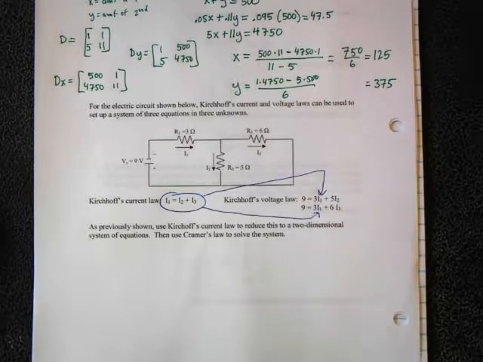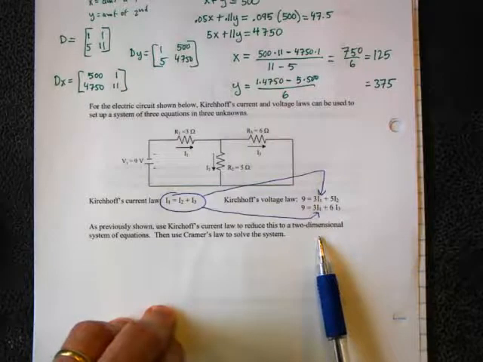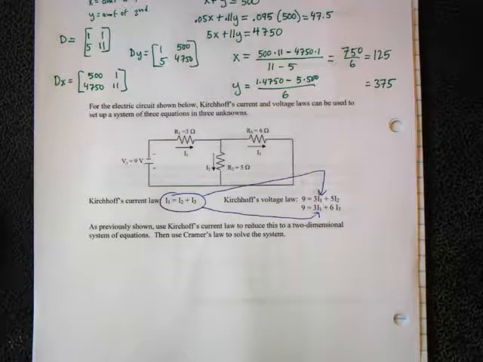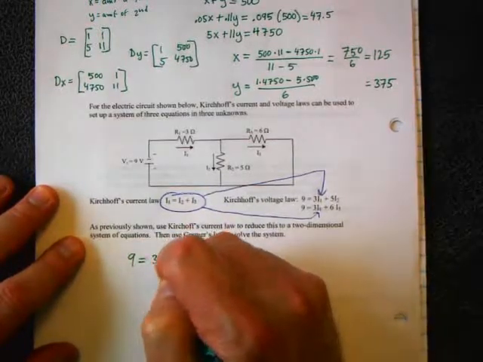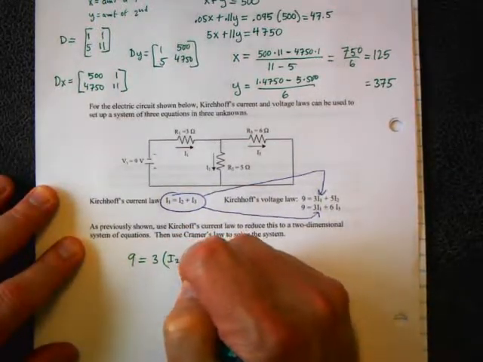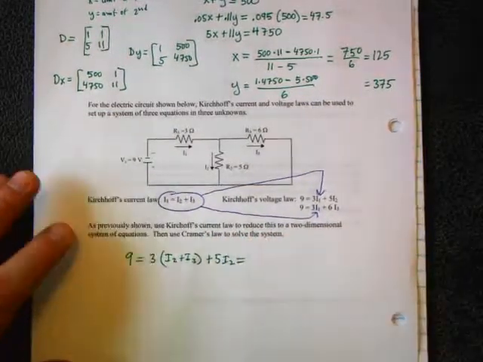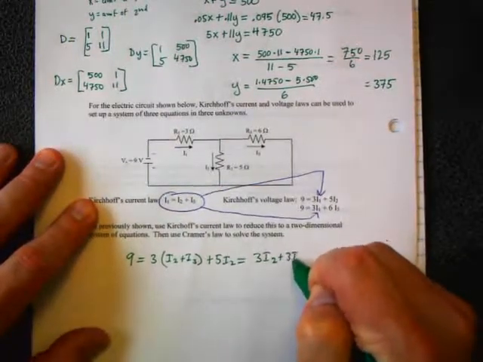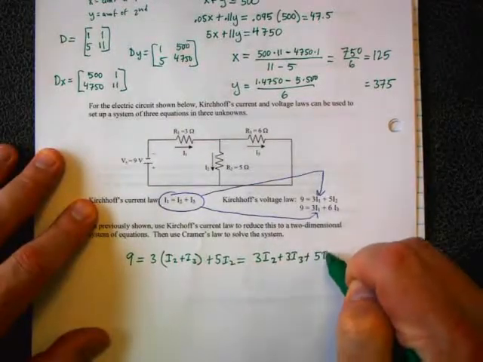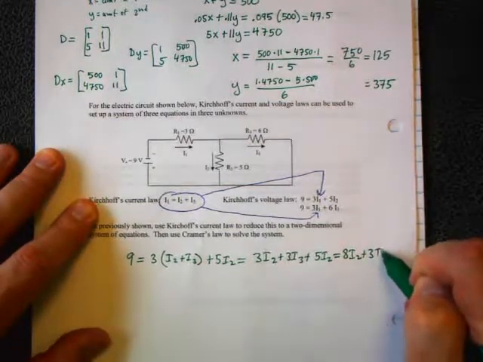It is, but that's the first part. It says use Kirchhoff's current law to reduce this to a 2-dimensional system. So first we use substitution, and then that'll give us 2 equations with 2 variables, and then we can use Cramer's rule. All right, so plugging those in, I get 9 equals 3 times I2 plus I3 plus 5I2. And I'm going to go ahead and simplify this. That's 3I2 plus 3I3 plus 5I2. So simplified down, that's 8I2 plus 3I3.